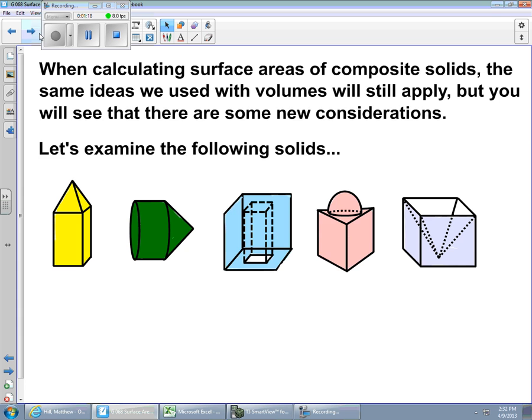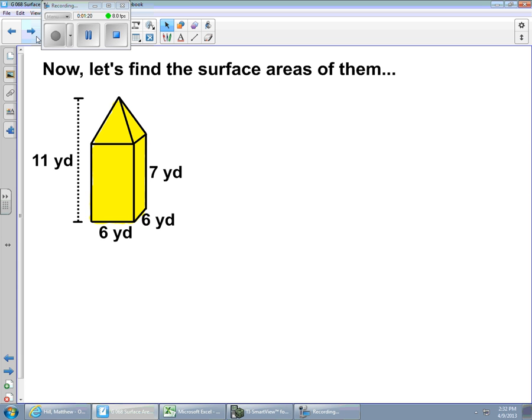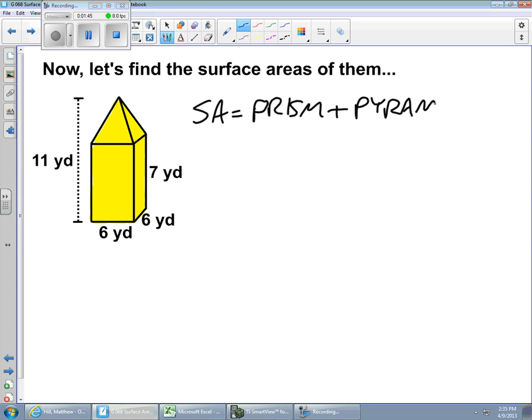Okay, so let's take a look at the first figure. I'll give you a moment to scribble it down and its measurements, and then we'll see if we can figure out what we need to know in order to calculate the surface area. Now, how did we describe this shape when we were talking about volume? What is this thing?